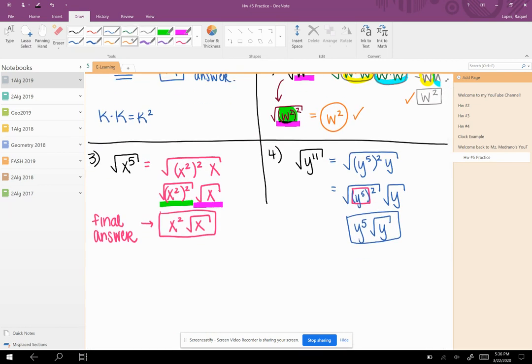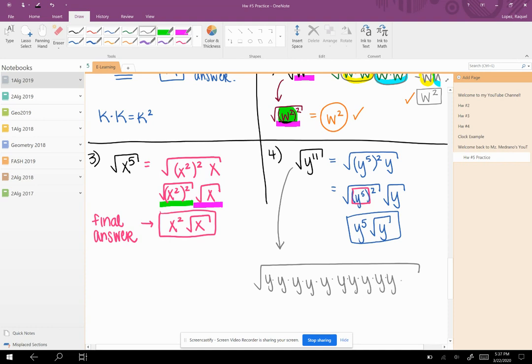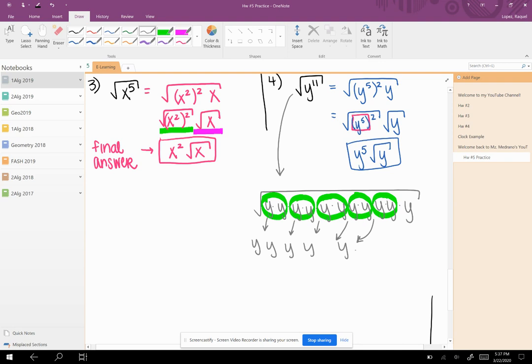Okay, again, if I'm trying to expand this, the other way that I showed you guys before is if I just write out all 11 copies, 1, 2, 3, 4, 5, 6, 7, 8, 9, 10, 11. I'm going to start off by circling groups of 2. So 1, 2, 3, 4, 5, right? And I'm going to take 1 from each of the groups that I've circled. So I'm taking 1 from this group, 1 from this group, 1 from this group, 1 from this group, and 1 from this group. So I have a grand total of those that come out of your radical. This last one doesn't have a partner to come out of the radical with, so it needs to stay underneath.